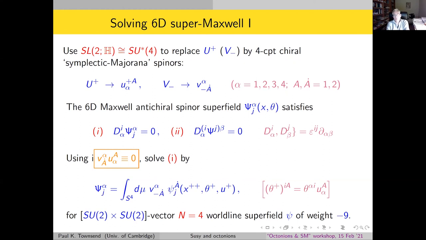And so you're essentially replacing these two-component spinors by four-component chiral symplectic spinors, which means that they have basically an additional SU2 index on them. And in fact, separate SU2 indices. There's another index here, A equals 1 to 2, and another index there. So there are now two SU2 factors, which of course are the automorphisms of the quaternions.